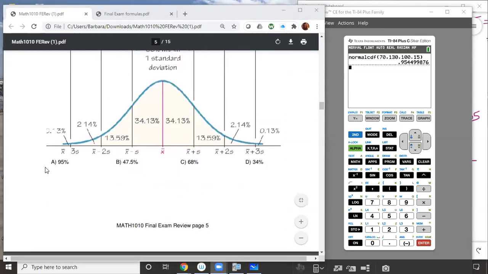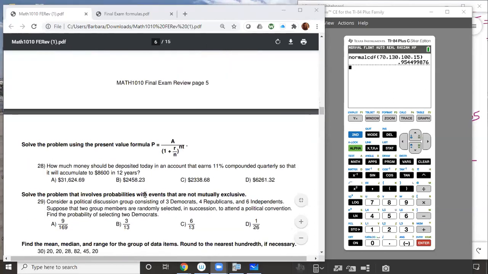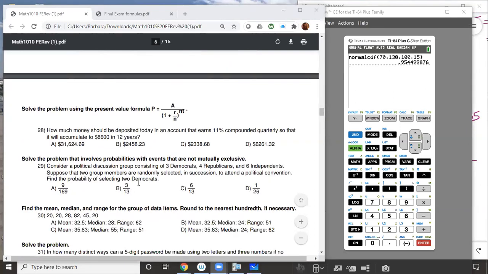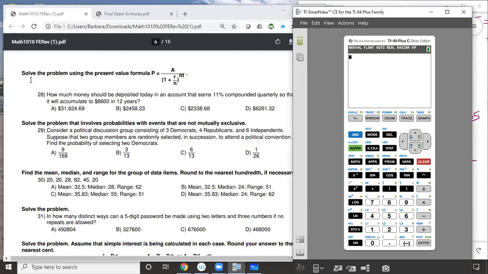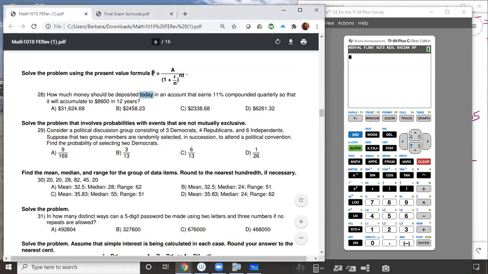So that's A. This is just plugging in, right? How much money should be deposited today? So that's P. In an account that earns 11%, that's R. Compounded quarterly, that's N. N equals 4. So that'll accumulate to 8,600, that's your A, in 12 years.